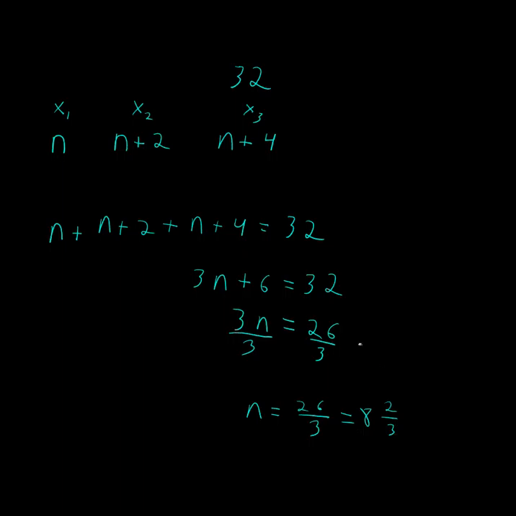There is no way to write 32 as a sum of three consecutive even integers, because if we let these integers be consecutive and we solve for this unknown, we don't get an integer. And so we are able to say that this problem is actually unsolvable.